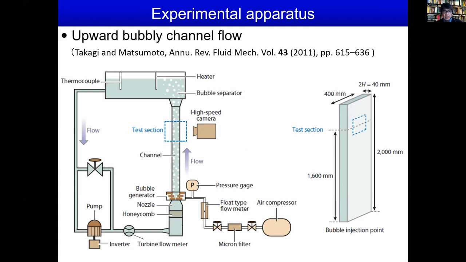For my experiment, it is an upward bubble channel flow. So the bubbles are injected from the bottom of the tank. Without bubbles, there is a circulating flow from the bottom to top, so an upward flow, even without bubbles. Then we inject the bubbles from about 800 needles, injecting 1 millimeter monodispersed bubbles from the bottom of the tank. And we observe the bubbly flow at the test section located 1.6 meters above the injection point.